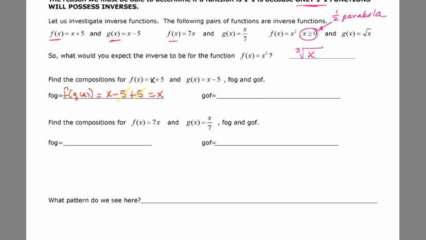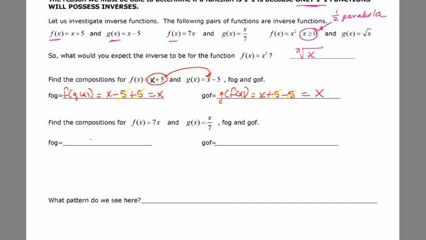Let's go the other way around. Let's do g circle f, which means g parenthesis f parenthesis x, which means we're plugging the f function inside the g. So we're going to pick up the f function and put it inside the g function everywhere there's an x. It's going to look like x plus 5 minus 5. And the two 5's cancel, so we're left with just x. This is going to always happen when we do compositions of a function and its inverse. We're going to see stuff canceling, and we'll get an x.